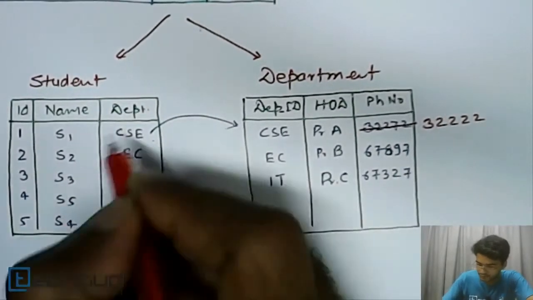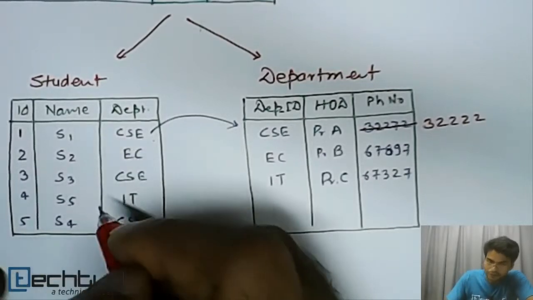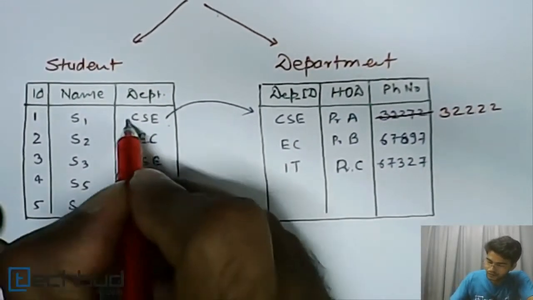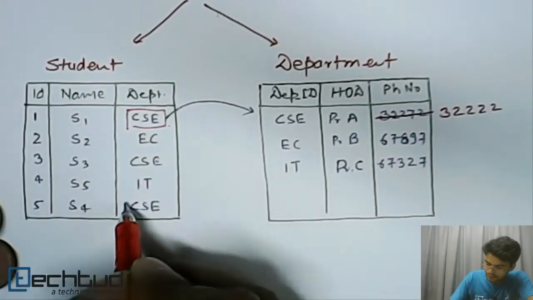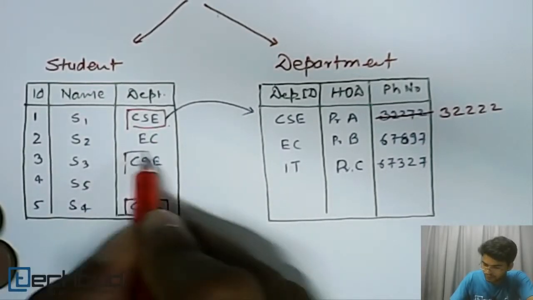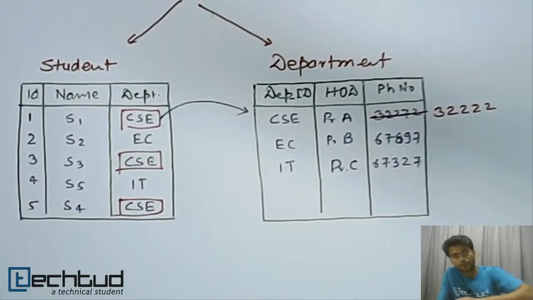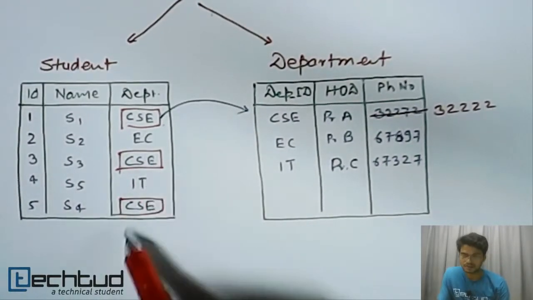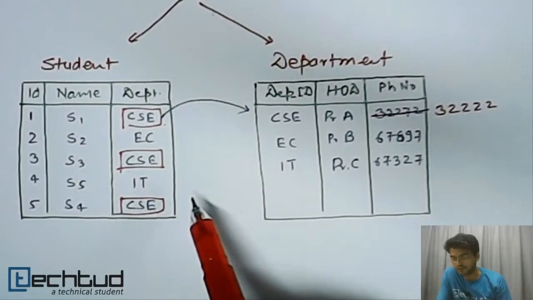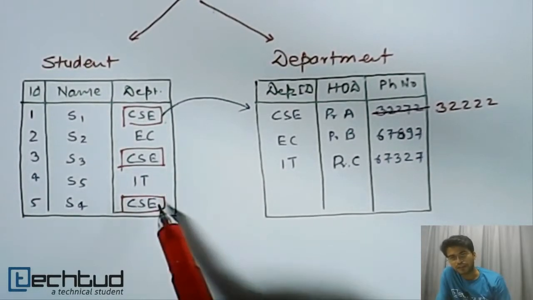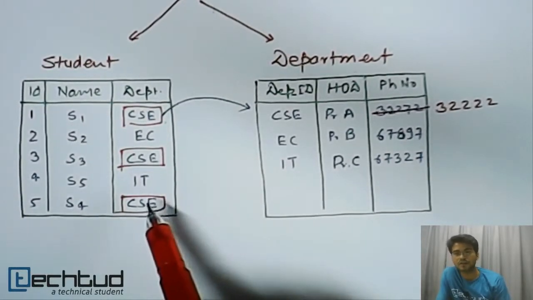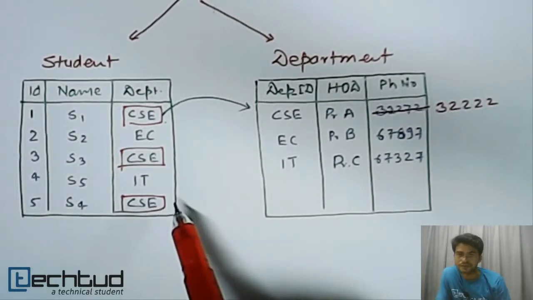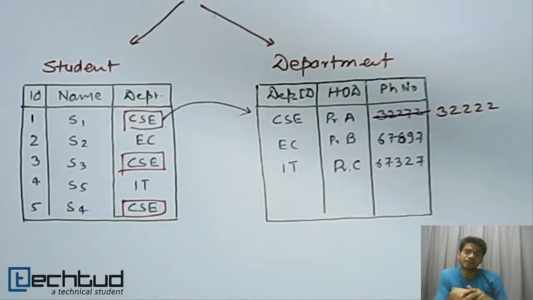There is a point to notice that even after normalization we are storing this CSE two times, three times, for each student we are storing this CSE again. So somebody can say that you are storing CSE three times, and this is also a case of redundancy. So yes, the answer is, in the relational database model we cannot remove redundancy. We can minimize it, but we cannot remove it.